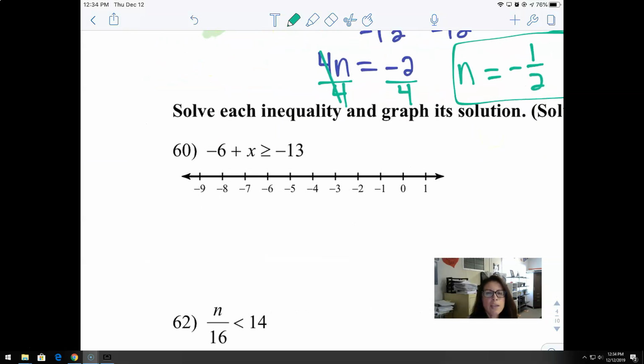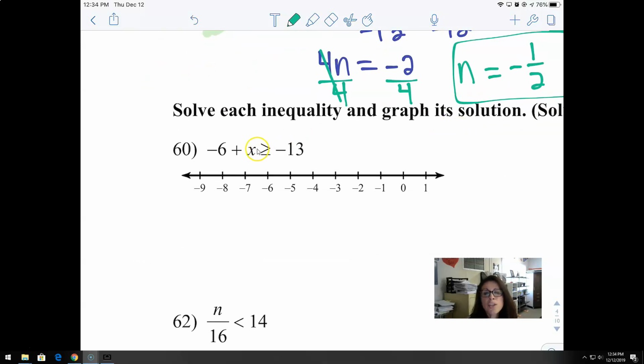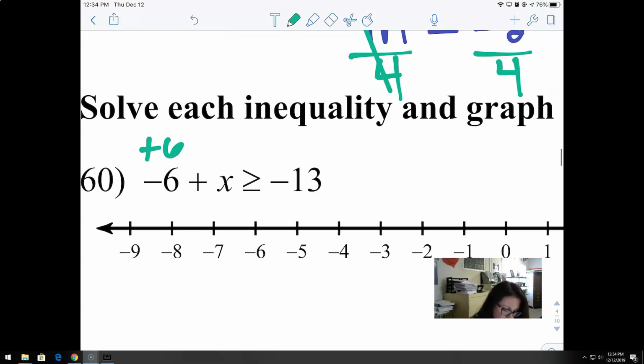Okay, when we're solving inequalities, all we're doing is treating them like they're equations, except we're going to adhere to the inequality as to find the infinite number of solutions that are here. So what I'm going to do is get x by itself by adding 6 to each side. What I do to one side, I do to the other.